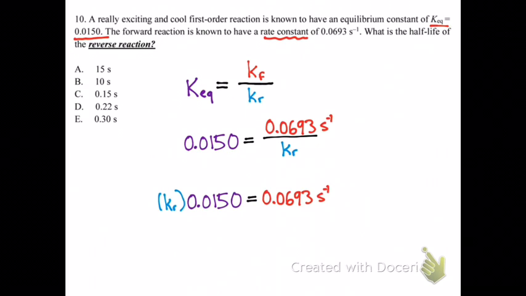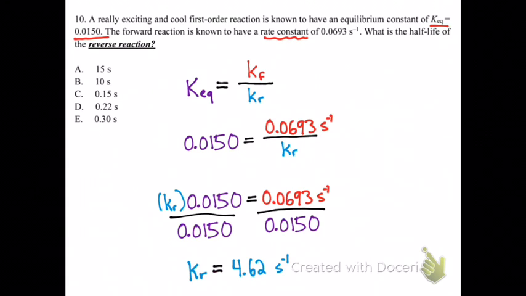There we go. Now we're going to divide both sides by our Keq, or 0.0150, like so. And when we do, we'll solve for Kr, which is equal to 4.62 seconds to the -1. Okay, we're almost there, but now we need to translate this into a half-life. Now, the problem should have specified that the reaction was first order in both directions because we need to know what order it is in order to use the right equation.